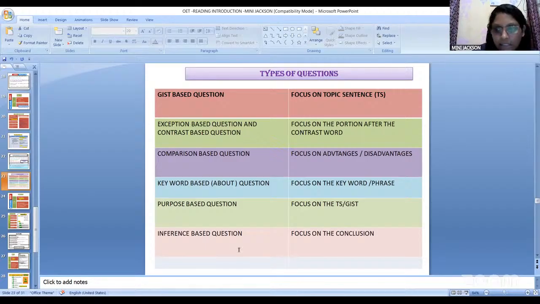But your answer will be in the down portion, that is the end portion, after the contrast word, or maybe without a contrast, reading from the last to the top. Maybe you'll get it in the last 2, 3 sentences. You will find the answers to inference based questions there. To understand this type of question, you need to go thoroughly through the paragraph structure. Then only Part B and Part C will be easier.